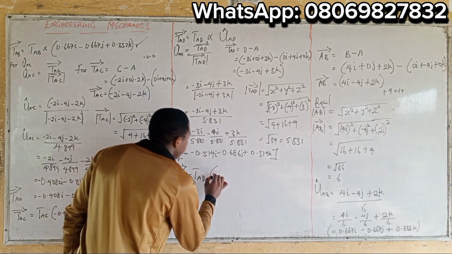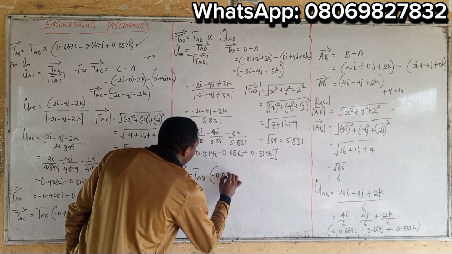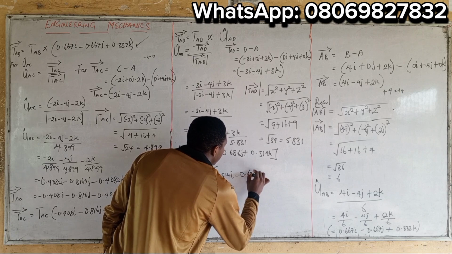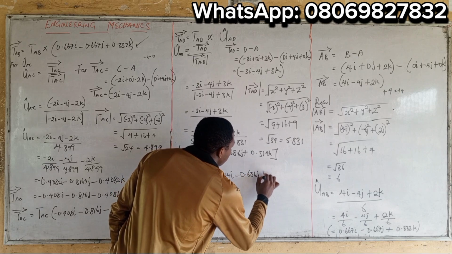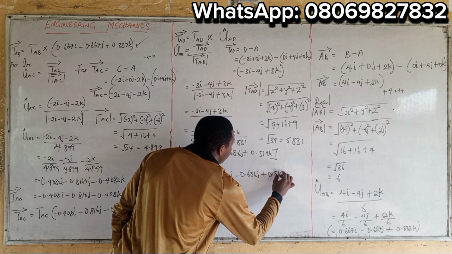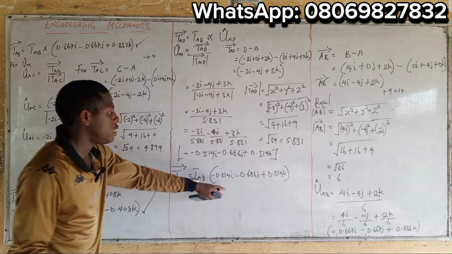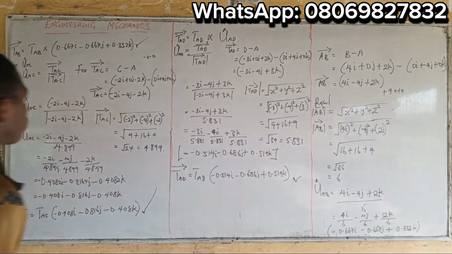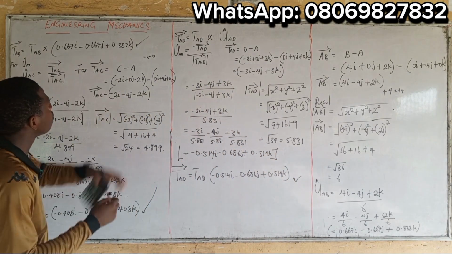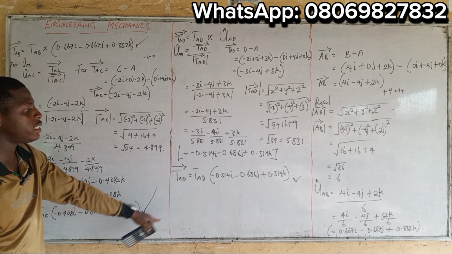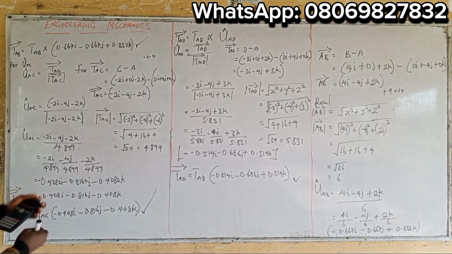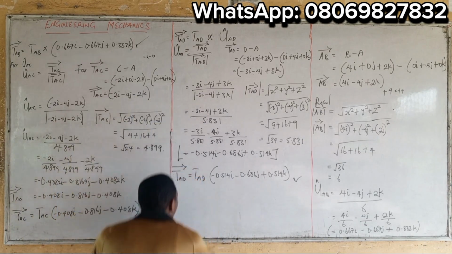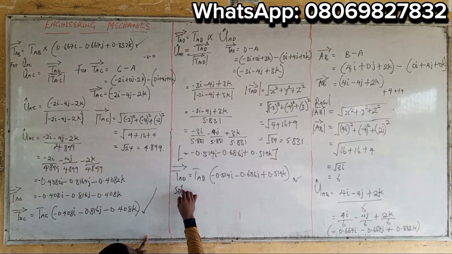Your unit vector, what's your unit vector? Minus 0.514i minus what? 0.686j plus 0.514k. This is your equation. So we've simply gotten what? The 3 equations which we need. This is the first one, this is the second one, and this is the last one. So what you do is simply bring down these equations together. So if you bring down these equations, you simply arrive at solving the equations.